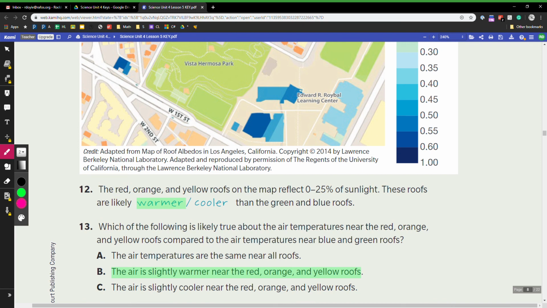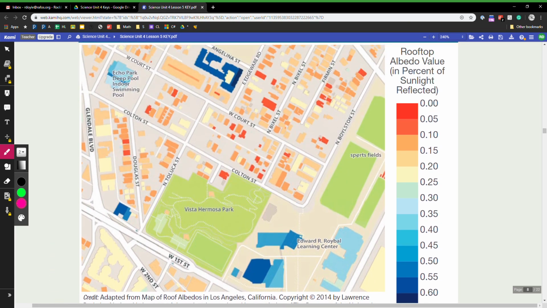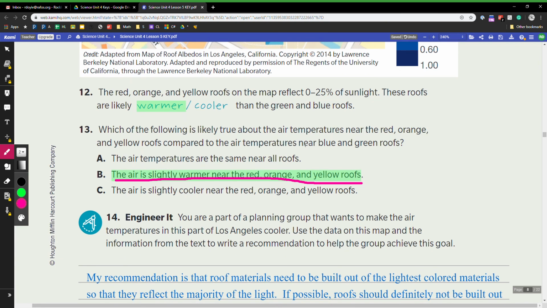And this is saying what's likely true about the air temperature near all of these roofs. And the air temperature would be slightly warmer near those roofs. And that can be really easily seen if you're sitting under a tree or in the grass on a hot summer day. It can seem a little bit cooler than if you were standing in the middle of an enormous parking lot. If you're sitting in the parking lot, you're surrounded by lots of dark pavement, and the hot metal cars are absorbing all this light, and it's heating the air up around you, versus the grass.